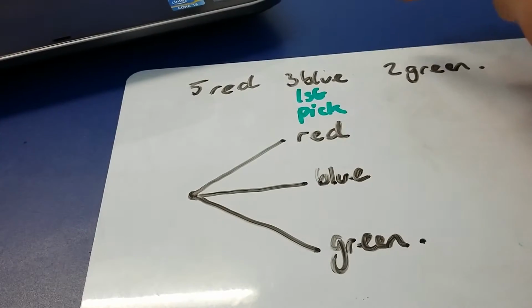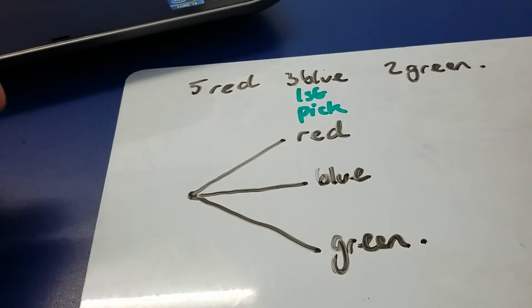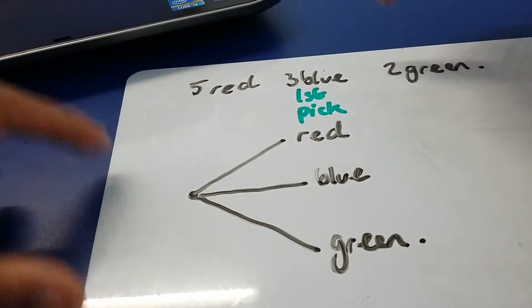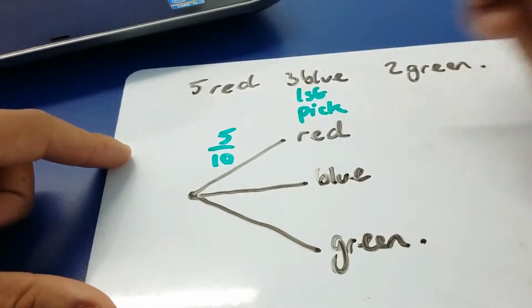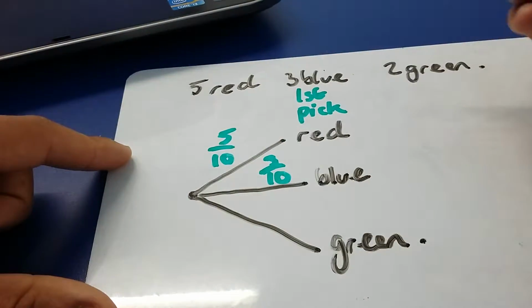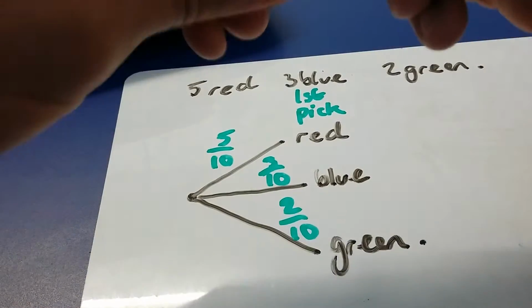So because there's 5, how many are there altogether? We first need to work out the probability of picking each of these colours on the first go. So there's 5 out of 3 add 2. So there's a 5 out of 10 chance it's going to be a red. There's a 3 out of 10 chance it's going to be a blue. And a 2 out of 10 chance it's going to be a green.